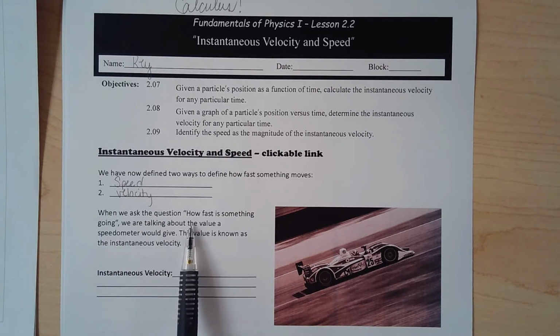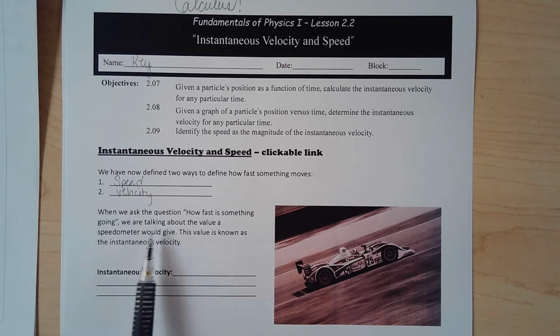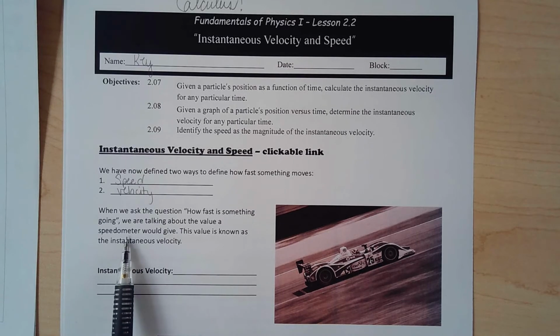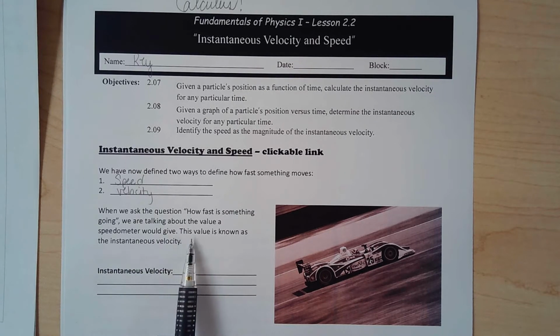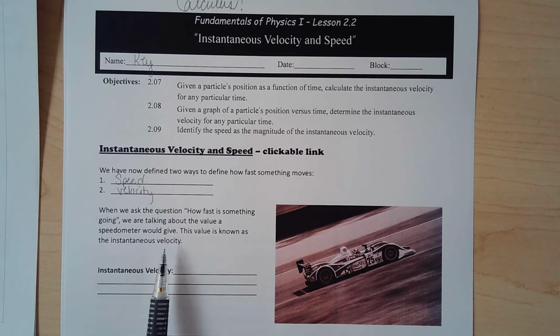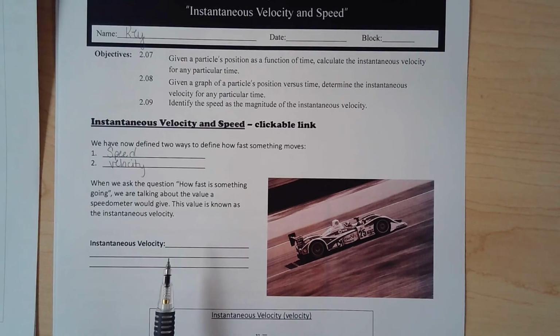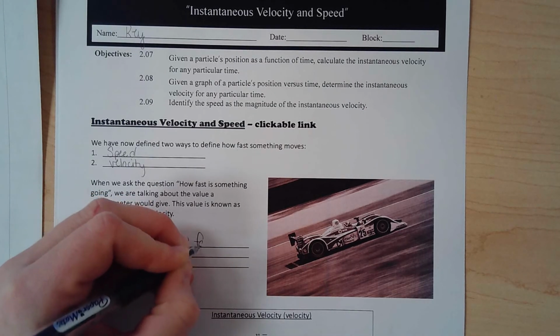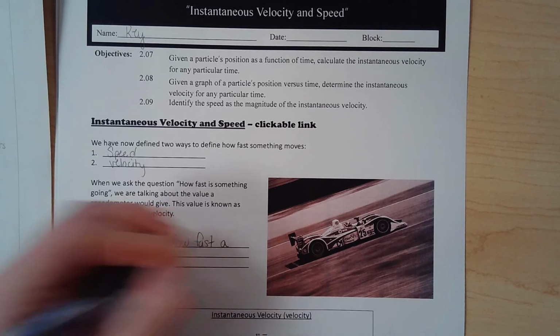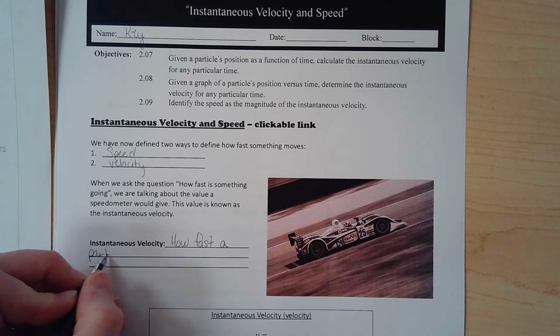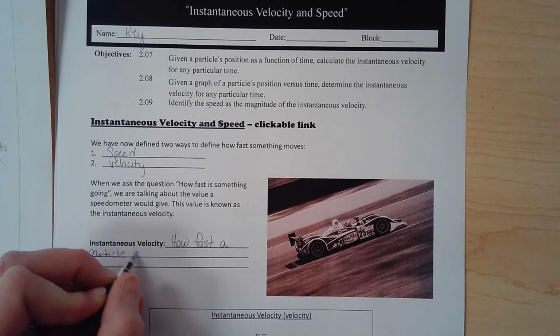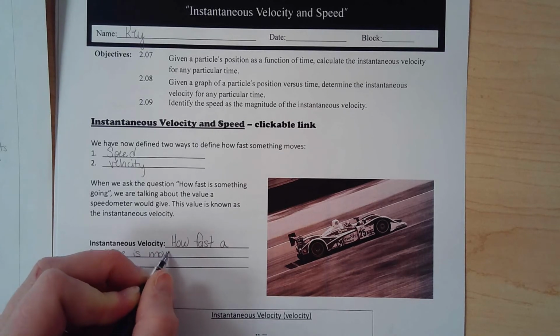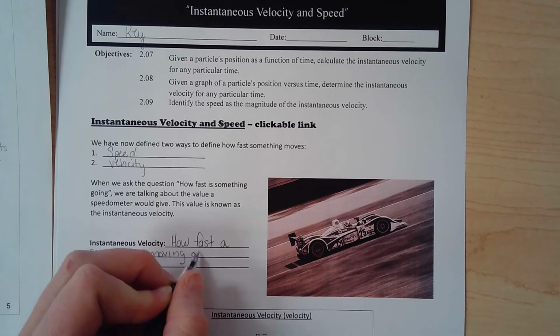When we ask the question, how fast is something going, we're talking about the value that the speedometer would give. This value is known as the instantaneous velocity. So by definition, the instantaneous velocity is how fast a particle is moving at a given instant.